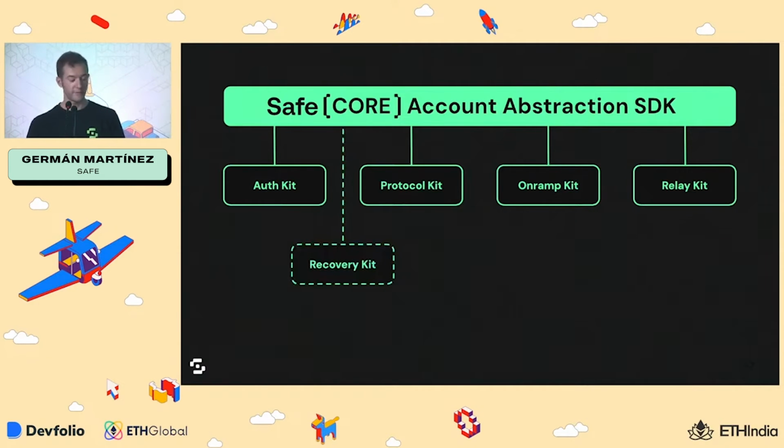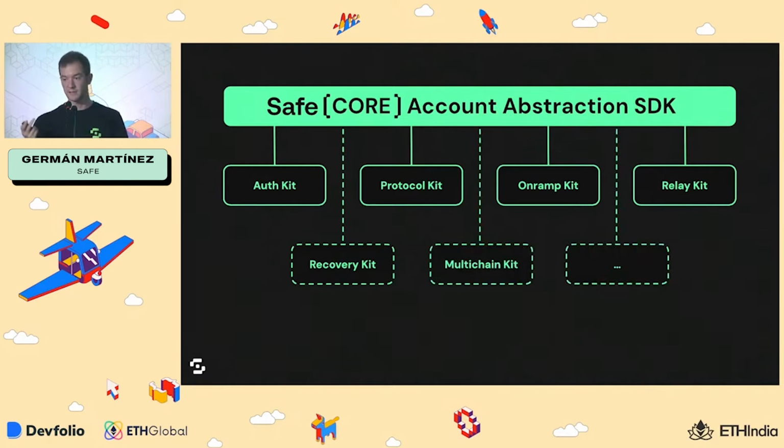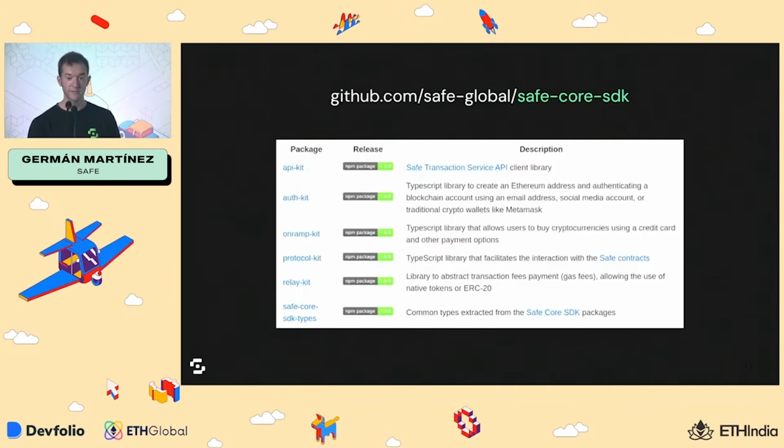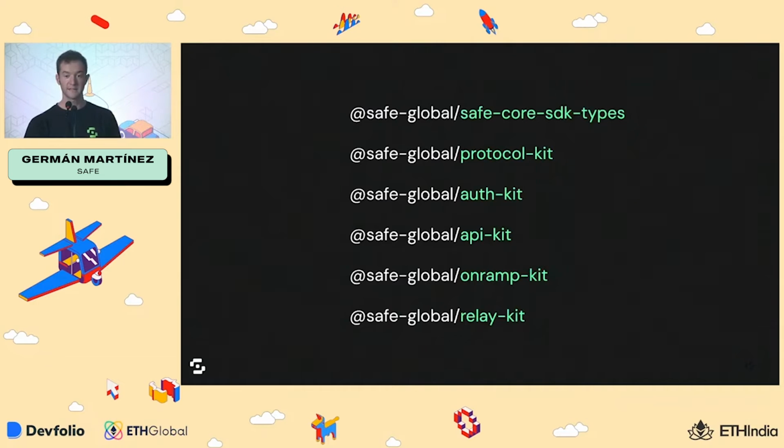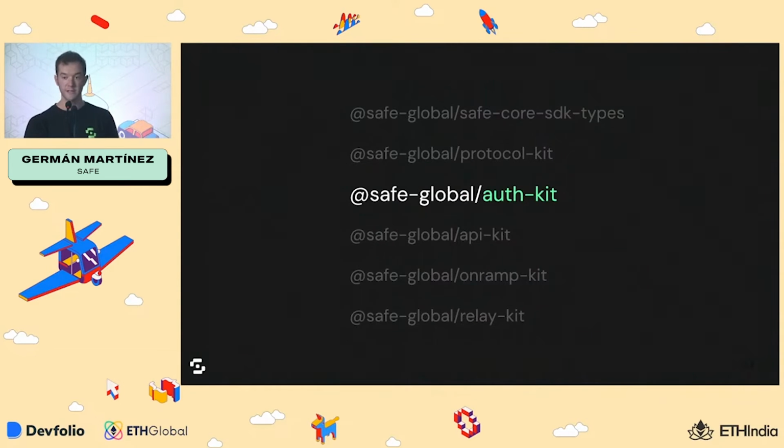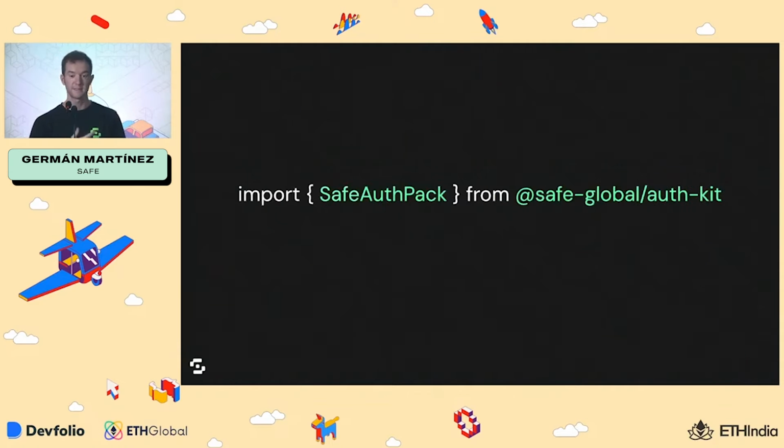In the future, we may have more kits like recovery, multi-chain kit, and whatever comes. You can find this in the repo Safe Core SDK in the Safe Global organization on GitHub. These are the NPM packages, but now we want to focus on the auth kit, which contains the SafeAuth pack, the one we are showing today.